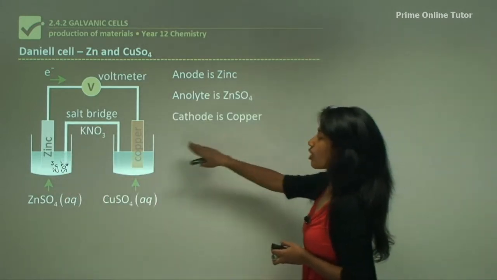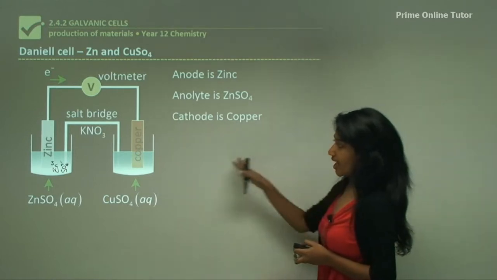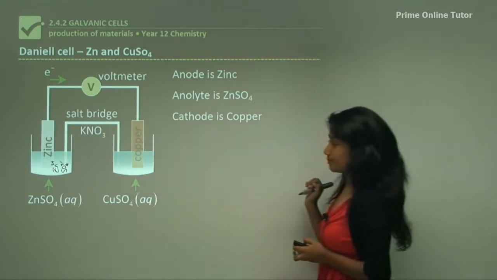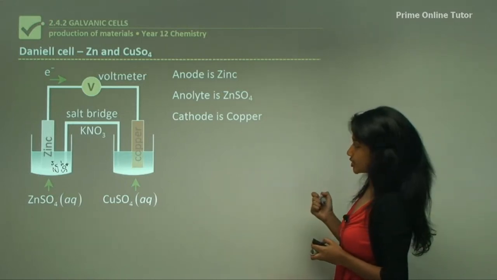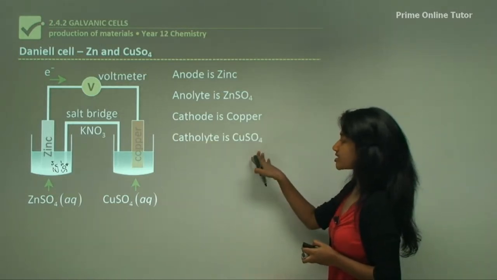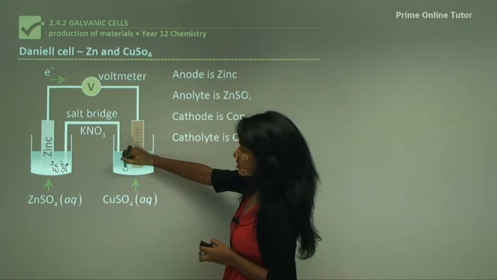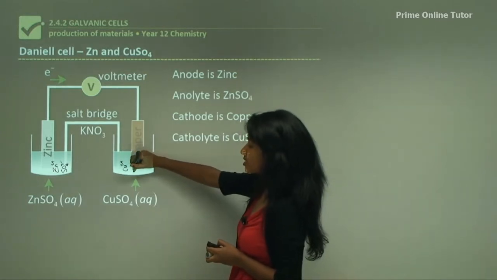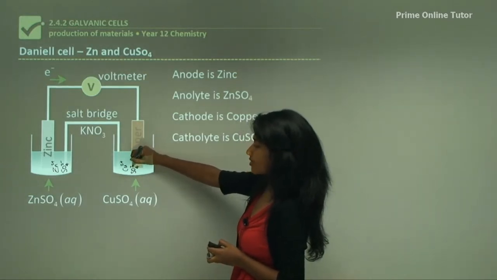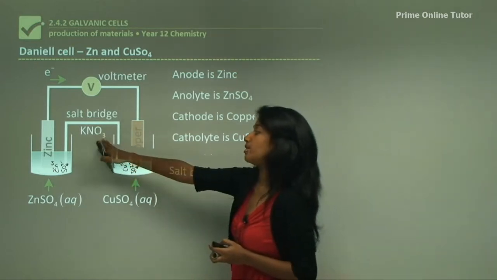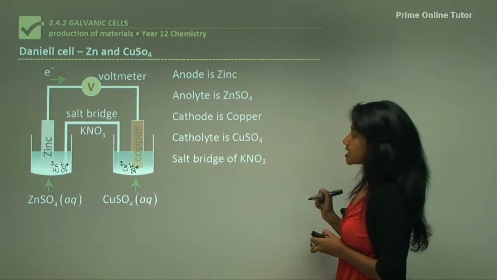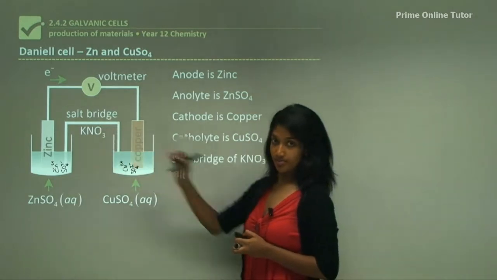The cathode is copper, and copper is where the reduction would take place. That means gaining of electrons. So the catholyte is copper sulfate, and again you would have copper cations and sulfate anions. The salt bridge, made up of potassium nitrate, is going to allow ion transfer.